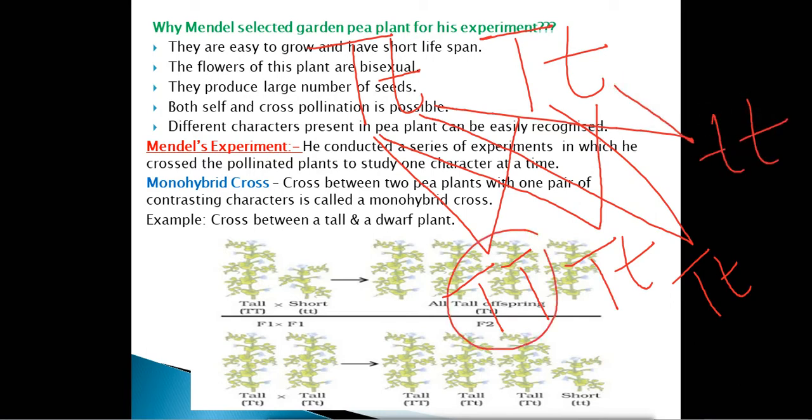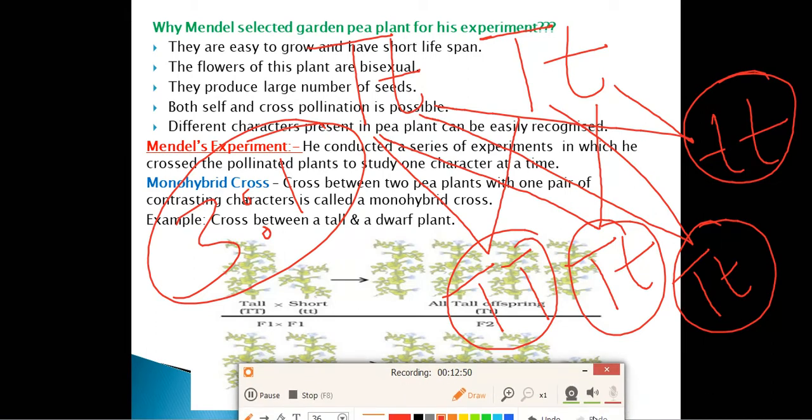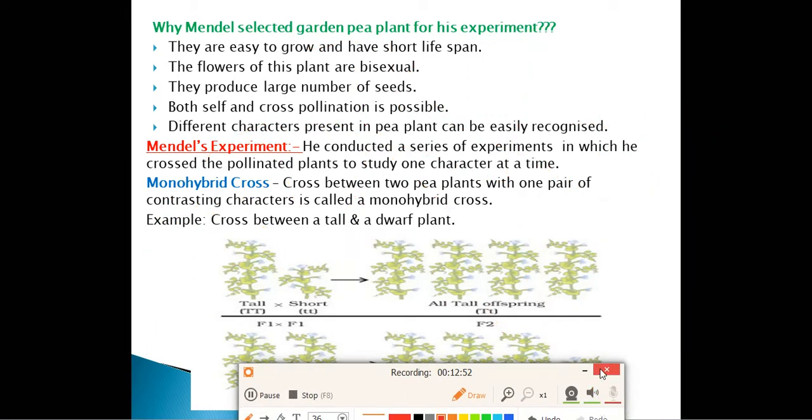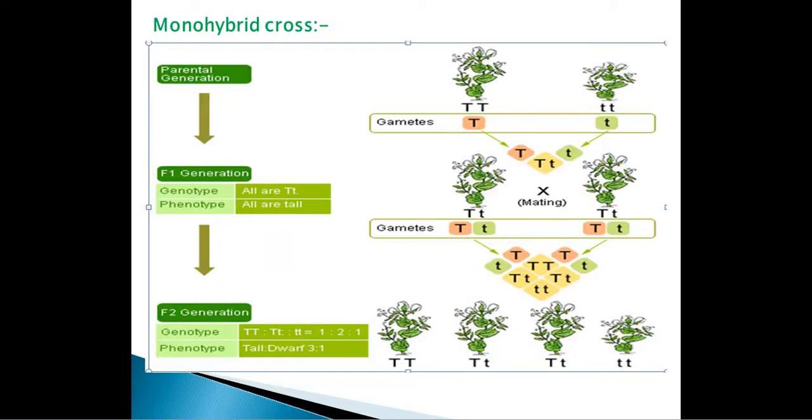So 3 tall plants we have got in the F2 generation, and only 1 dwarf plant. So our ratio will be 3:1. This is the phenotypic ratio which we get in the monohybrid cross. I hope you have understood that in the monohybrid cross, in the F1 generation all the plants will be tall, but in the F2 generation 3 plants will be tall and 1 plant will be dwarf. You can see it there.